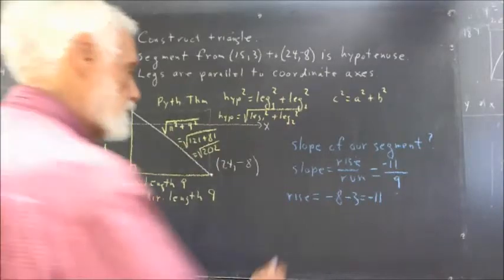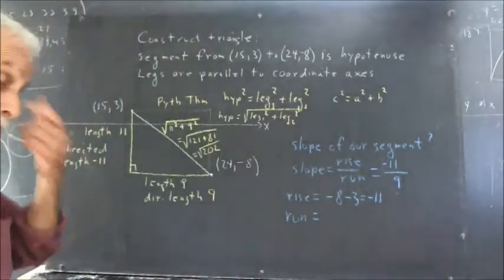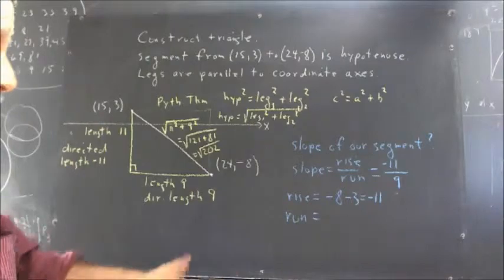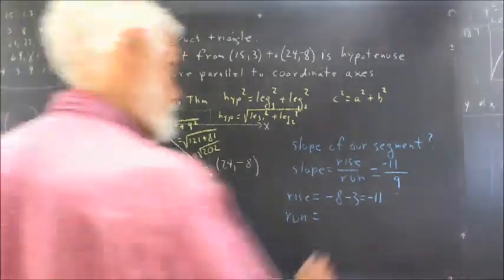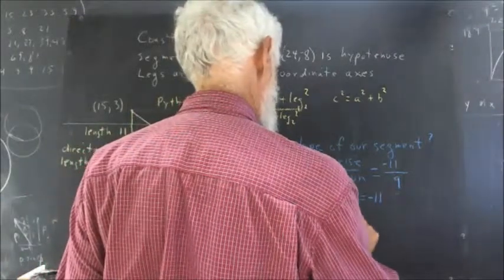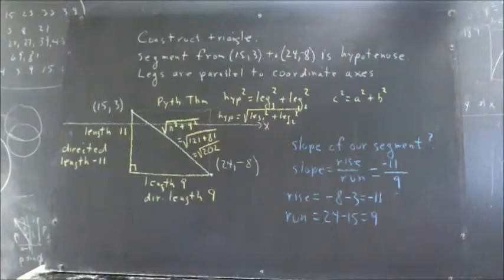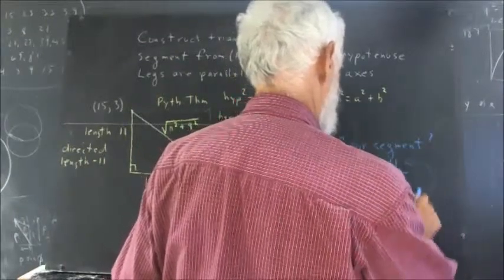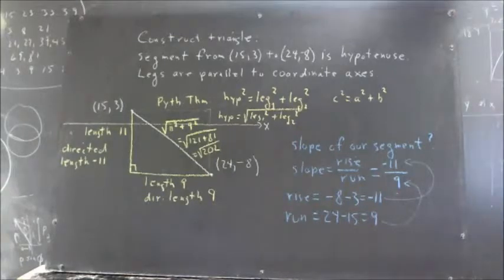Okay, now the run is what? How would you express the run in a similar calculation? Be sure you have an answer in your head before you watch what I do. Well, the run is going to be 24 minus 15, which is 9. And of course now the negative 11 goes here, the 9 goes here, and we again have our expression for the slope.